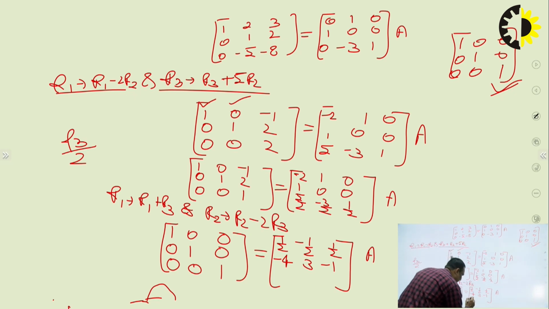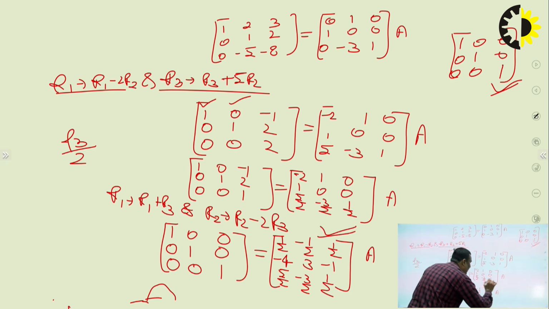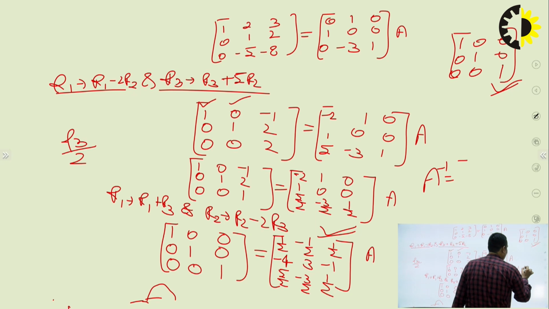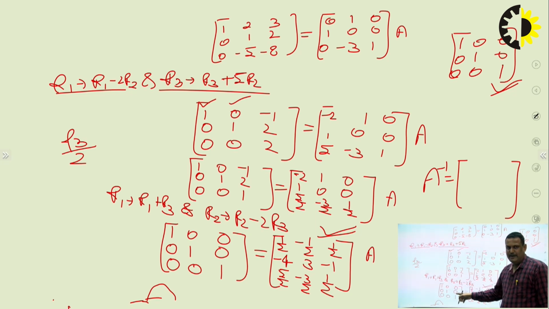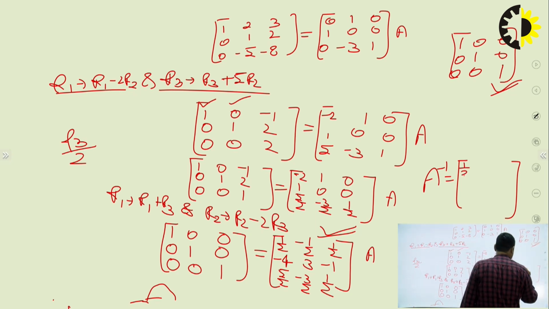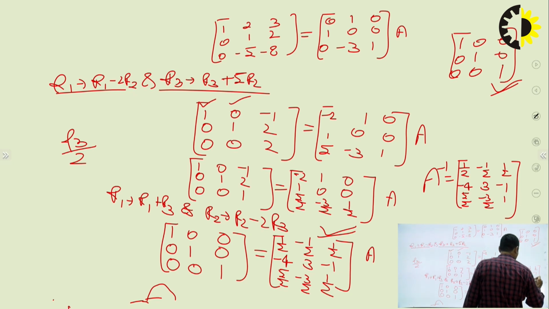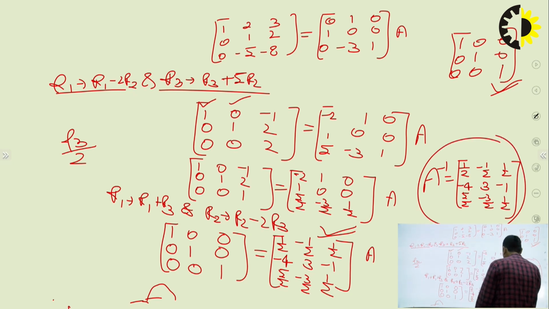And lastly, we are using the same operations here, and it is the final inverse of the matrix. What is the inverse of the matrix? Because on the left hand side our matrix A has been converted completely into a unit matrix, so on the right hand side what was already given gives A inverse, by the property of the inverse matrix, A inverse into A equal to I. Half, minus half, plus half, minus 4, 3, minus 1, 5 by 2, minus 3 by 2 and 1 by 2 is our inverse of the matrix.